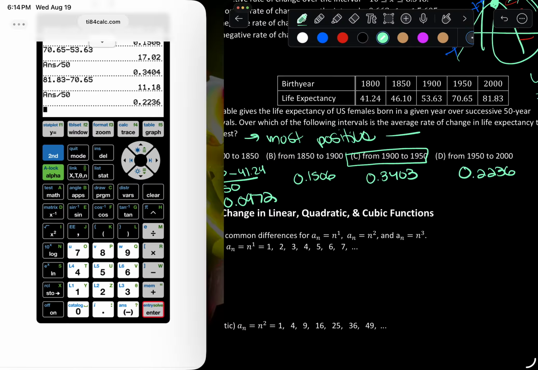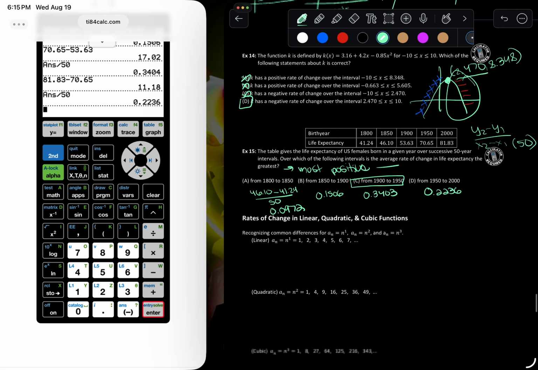Most of the data that we use with our application problems come from real data, real research. So it begs the question, what happened from 1950 to 2000 where the increase in life expectancy was less? That might be something you learn in your history class, or something that you can look up on your own. All right, I hope this helps.